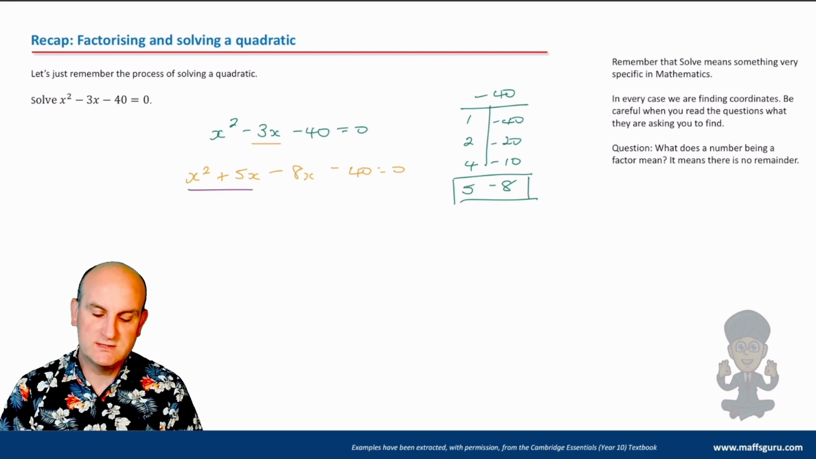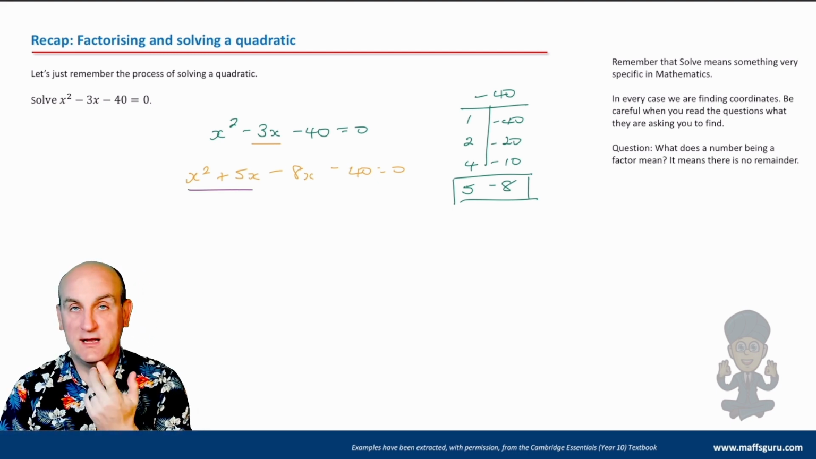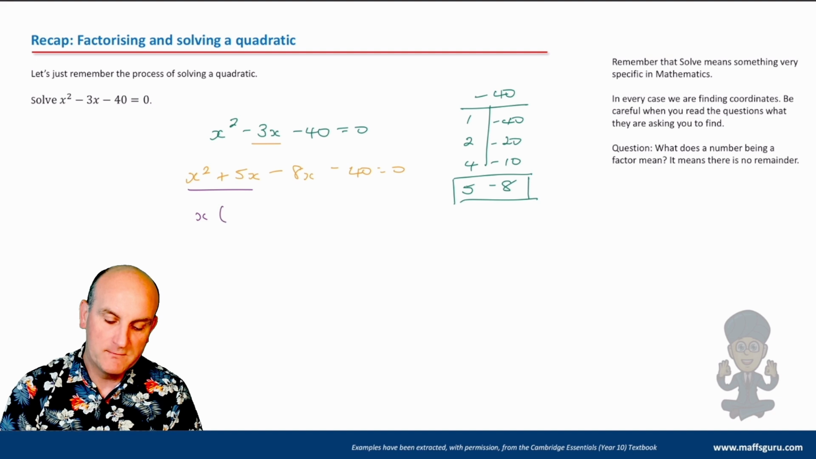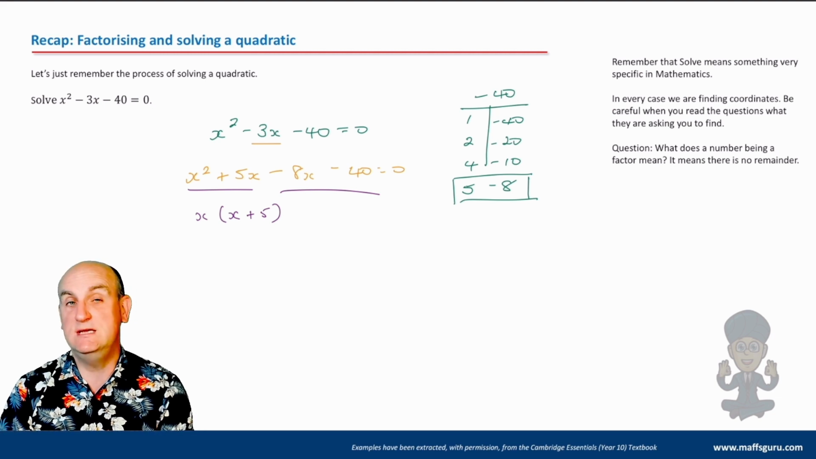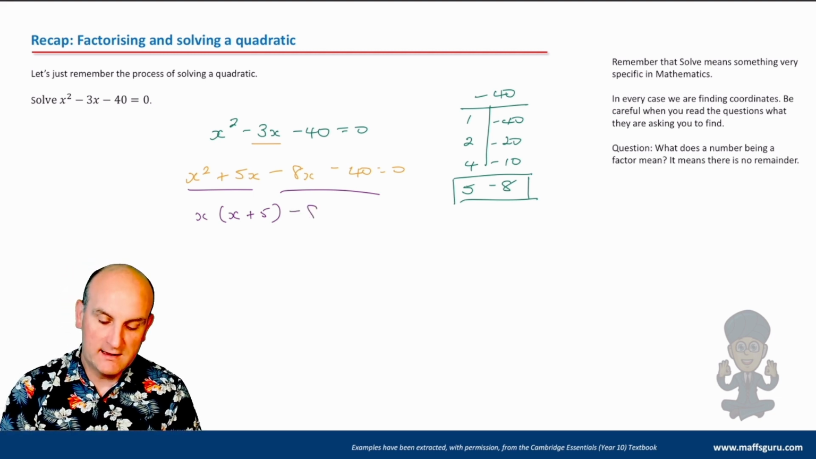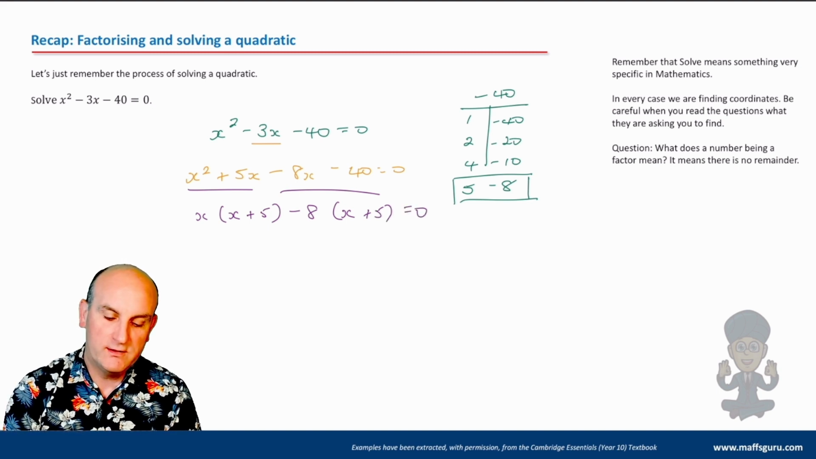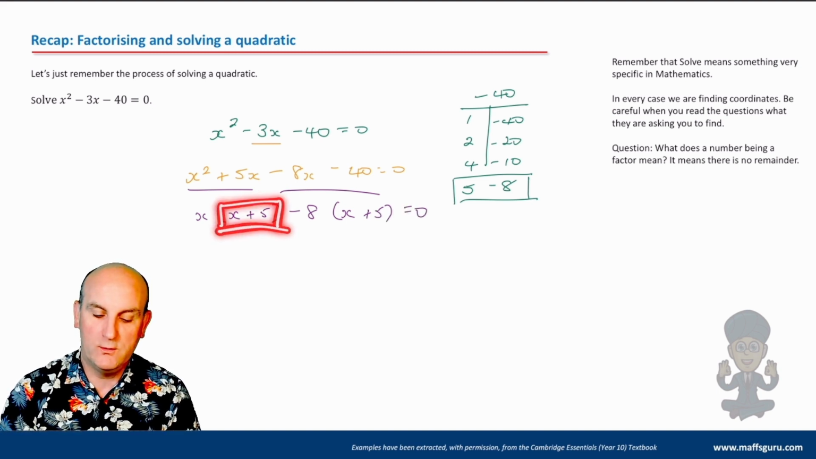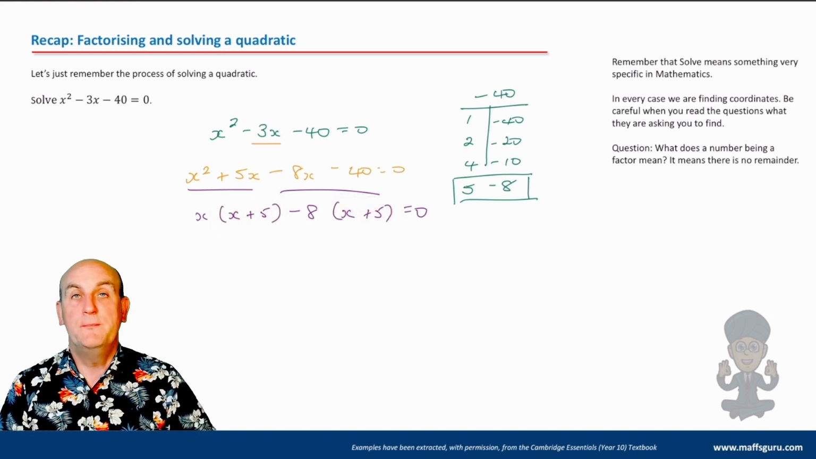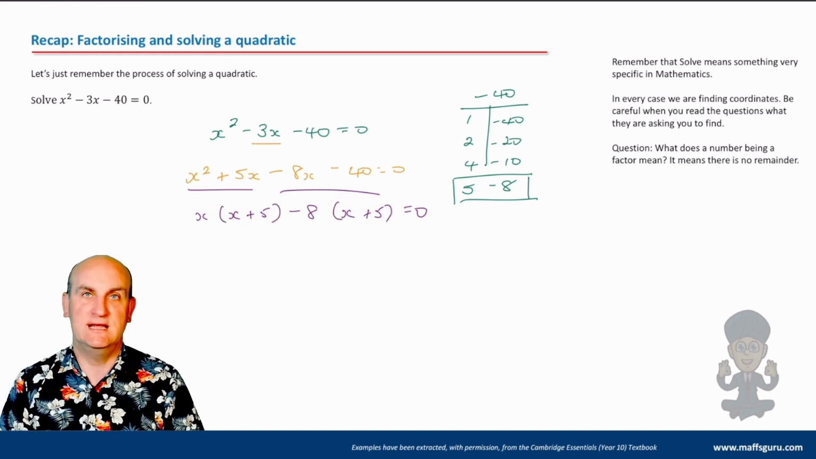The first two here: what's the highest common factor of x squared and plus 5x? It's just x. So it becomes x times (x plus 5). What's the highest common factor of minus 8x minus 40? Negative 8. Yep, negative 8. That gives me negative 8 times (x plus 5), equals 0. Now again, for those of you who have had me before, you will know that we are absolutely on the right track, because the whole point is to get those two brackets the same.